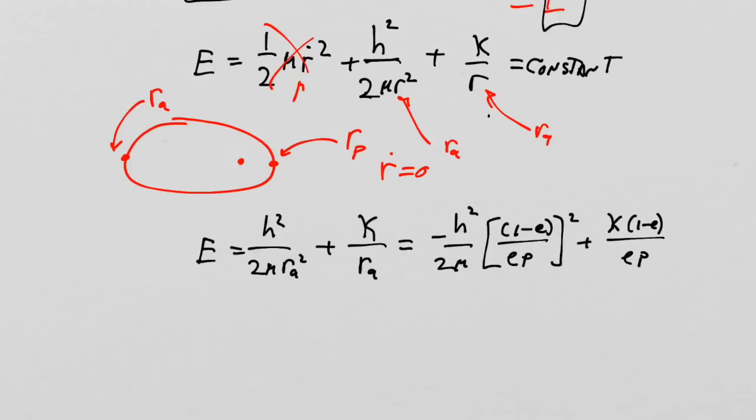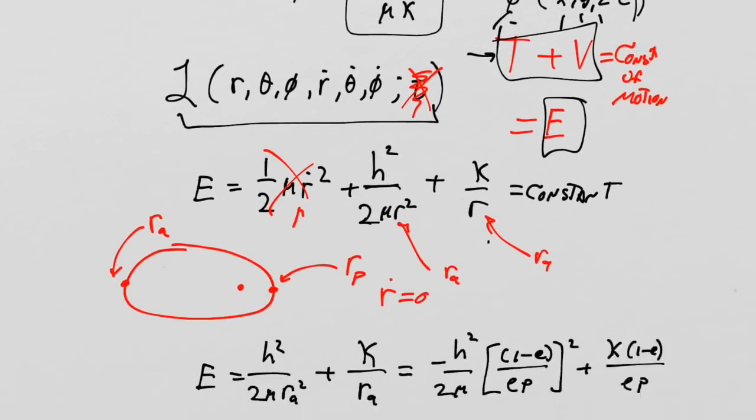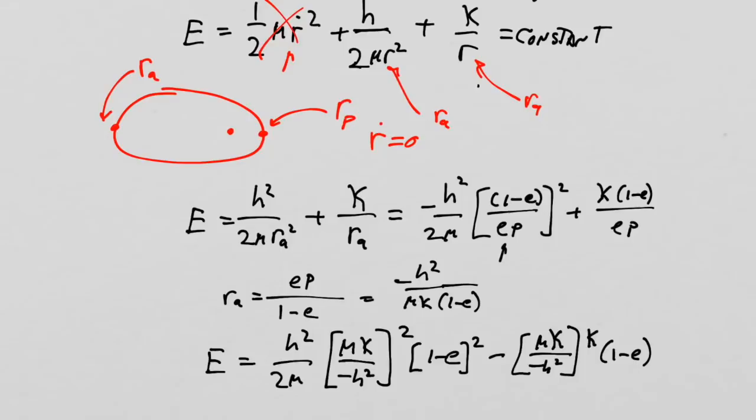Now we know that RA is EP times 1 over 1 minus E, and we've already decided that EP was equal to minus h squared over mu K. So it's minus h squared over mu K times 1 minus E, like that. So I can substitute minus h squared over mu K for these two EPs. And that gives us this expression here, where all I'm doing is substituting in for EP.